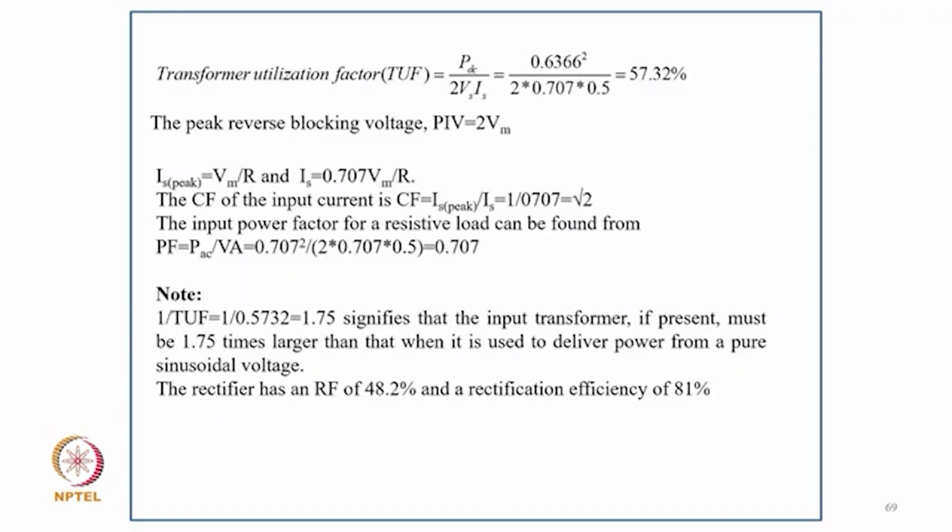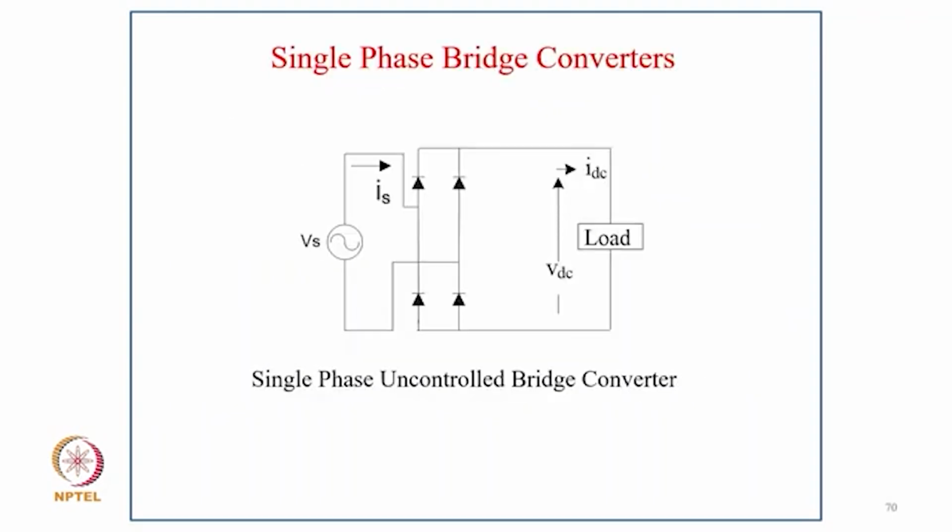Note, 1 upon transformer utilization factor equal to 1 upon 0.573, that is 1.75, signifies that the input transformer, if present, must be 1.7 times larger than when it is used to deliver power from a pure sine wave, and the rectifier has a ripple factor of 48% and rectification efficiency of 81%.